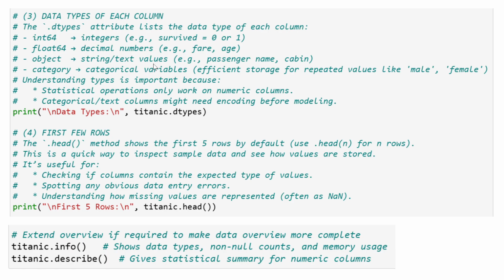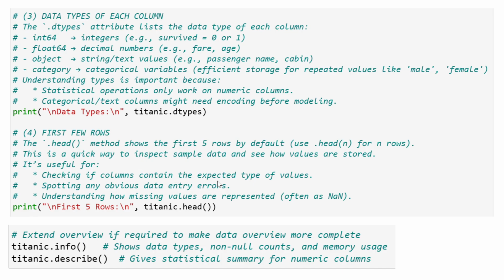Here, understanding the types is very important. This is because for statistical operations we only work on the numerical columns. And for categorical columns we might need to encode them before building the actual machine learning model. So we should know what data types the data set has. So we will print titanic.dtypes. It will give you each column's data type.